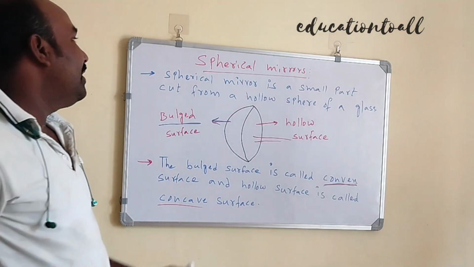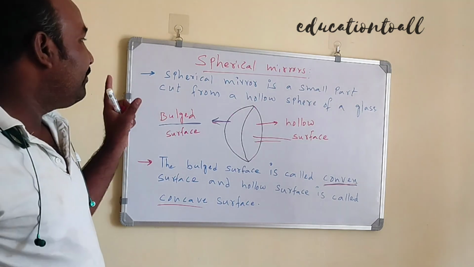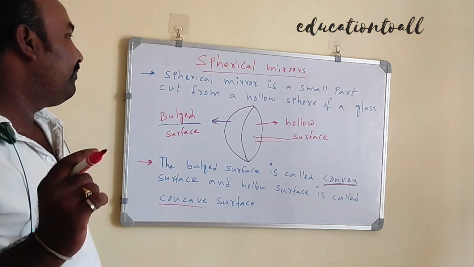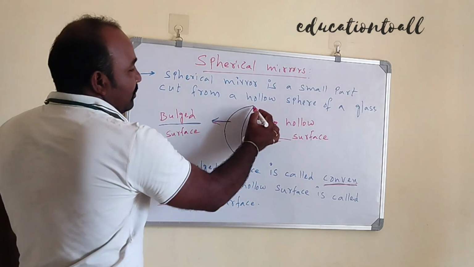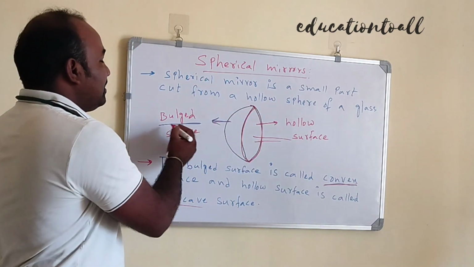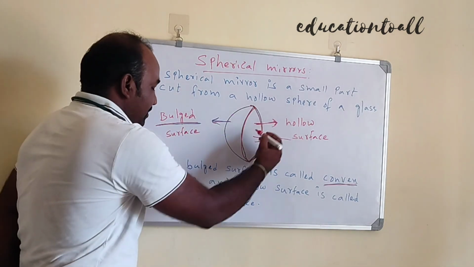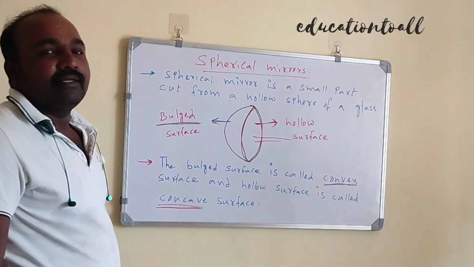So finally, a spherical mirror is a small part cut from a hollow sphere of glass. So this is the small part of a glass sphere. The bulged surface is called the convex surface. The hollow surface is called the concave surface.